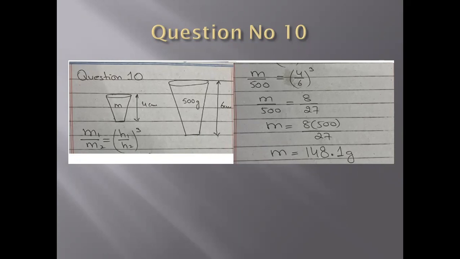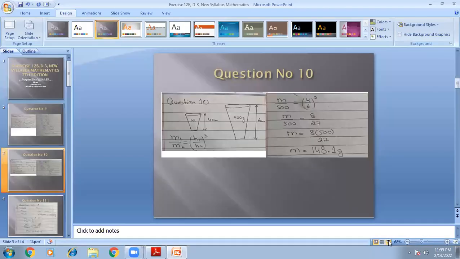So 4 and 6 can be cancelled with each other. So you're left with 2 by 3 whole cube. So 2 cube will be 8 and 3 cube will be 27. Then we cross multiply. So m will be equal to 8 multiplied by 500 divided by 27, and that will be 148.1 gram. So the mass of the smaller glass will be 148.1 gram. Hopefully you understand this is how the question is done.